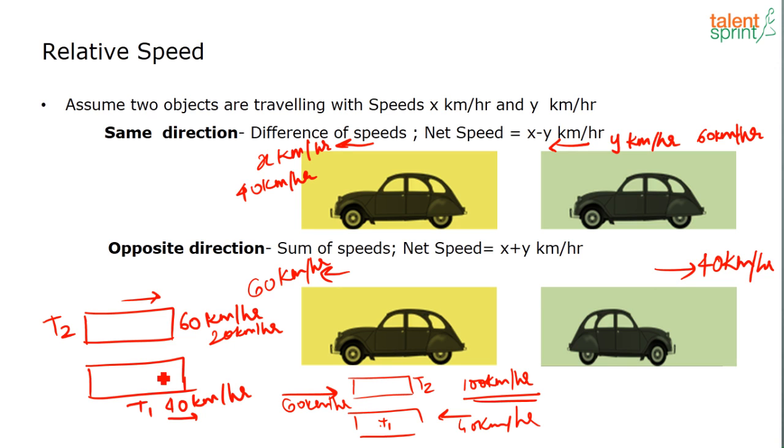This is because of relative speed. Similarly, if the trains are traveling in the opposite direction, that is, one train is traveling at 60 kilometers per hour and the other train at 40 kilometers per hour, when you sit in one train and look at the other train, you feel that it is going at 100 kilometers per hour. Again, that is because of relative speed coming into effect.